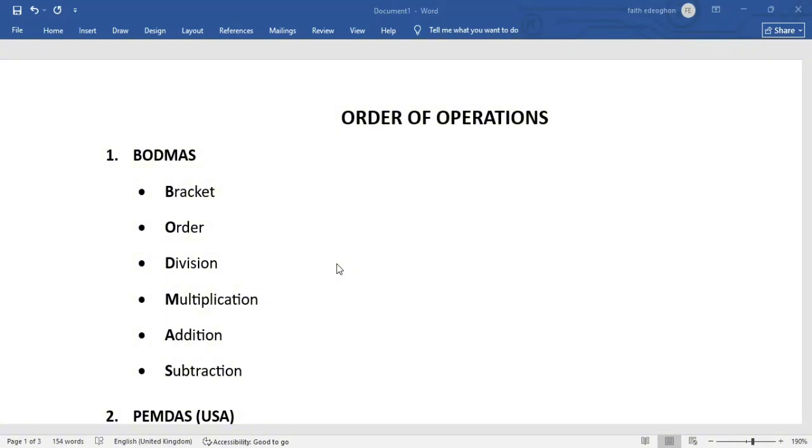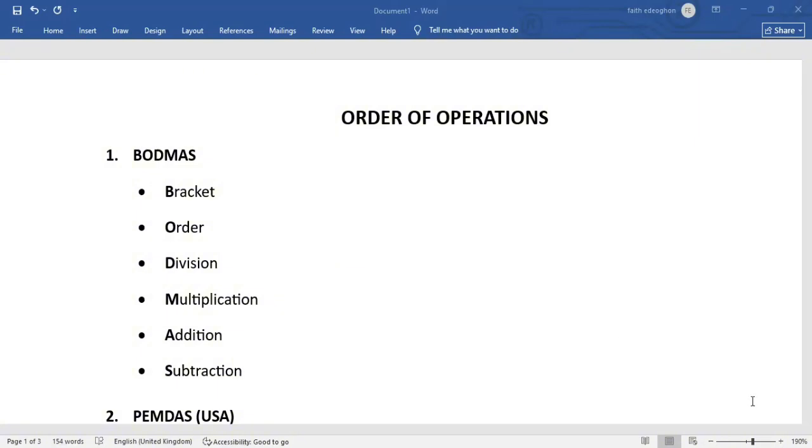So the B stands for bracket. That's your parenthesis or your bracket. The O stands for order. The D stands for division, M stands for multiplication, A for addition, and S for subtraction. So this is the process that you need to follow in order to solve basic operations. But then there are some rules that apply to it.